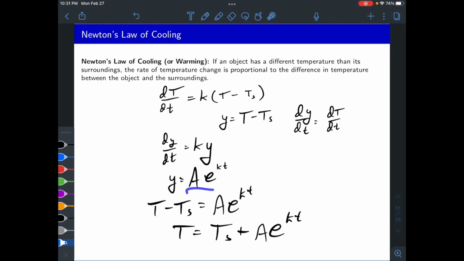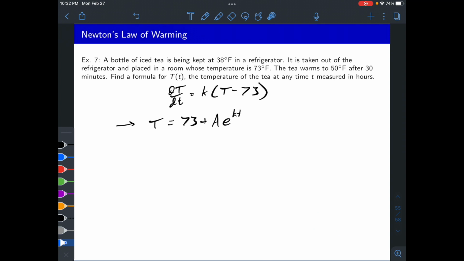What I said before was true, but the derivative of A e to the kt is also going to be equal to k times y. So this is a more general solution to all of that. My bad for forgetting that, but this would actually be our general solution: Ts plus A e to the kt. All right. Anyway, back to this.